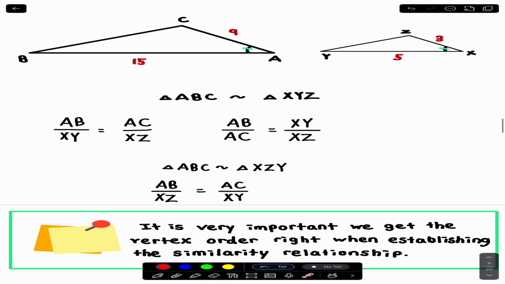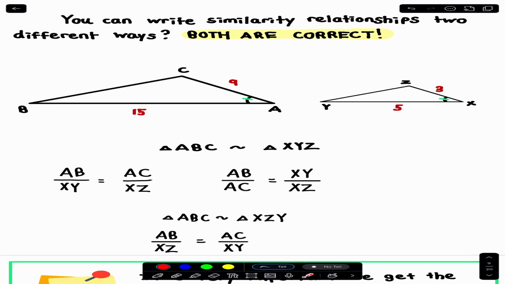The easiest way to get your vertex order right is to just, as I said before, imagine you have arrows and you're going along this way. Then you have to start from here and go along this way. Please do not change the direction.